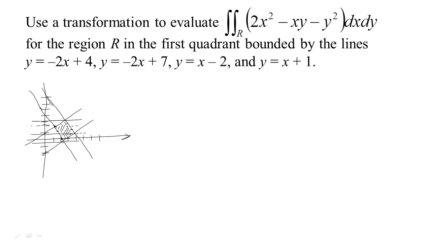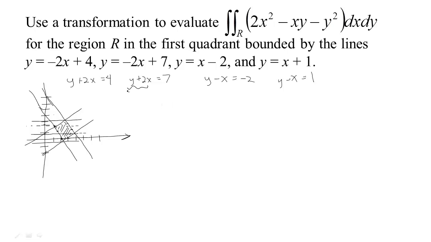So we want to look for a transformation that will straighten these out. One thing I noticed, since these are parallel lines, both of these have the form y plus 2x equals some constant, right? The first one is y plus 2x equals 4, the other one is y plus 2x equals 7. Now these both have the form y minus x equals a constant. This one, y minus x, is negative 2, and this one, y minus x, is 1. This gives me an idea for a transformation.